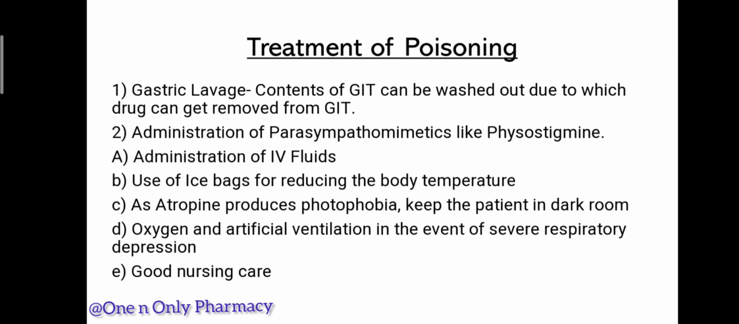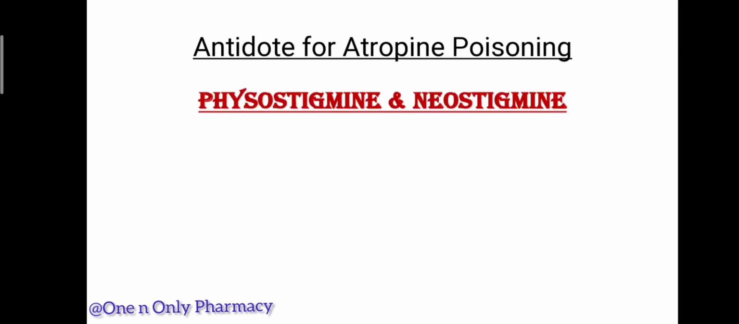Administration of IV fluids. Use of ice bags for reducing body temperature. As atropine produces photophobia, keep the patient in a dark room. Oxygen and artificial ventilation in the event of severe respiratory depression. Good nursing care. These are some treatments of atropine poisoning. The antidotes for atropine poisoning are physostigmine and neostigmine.